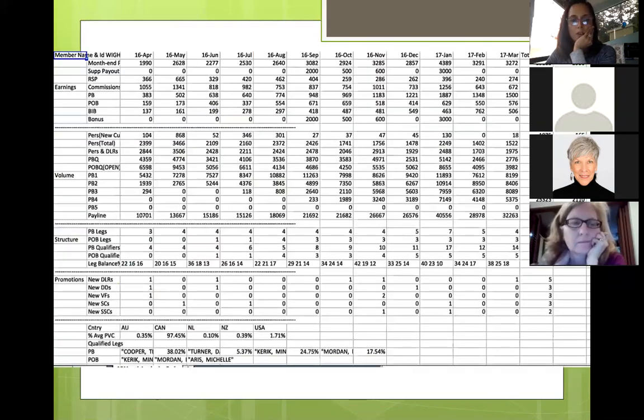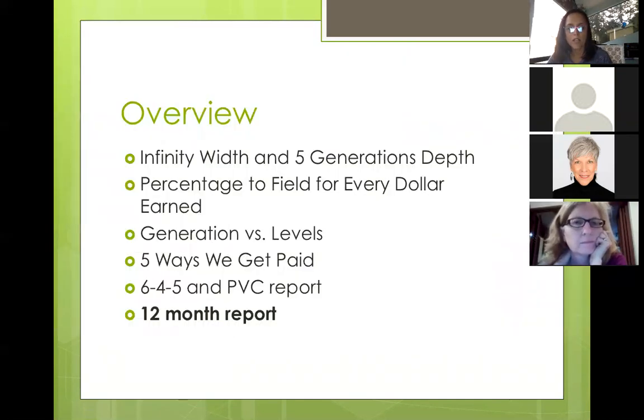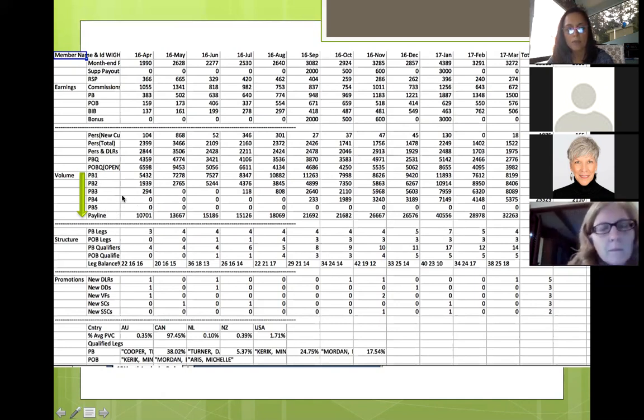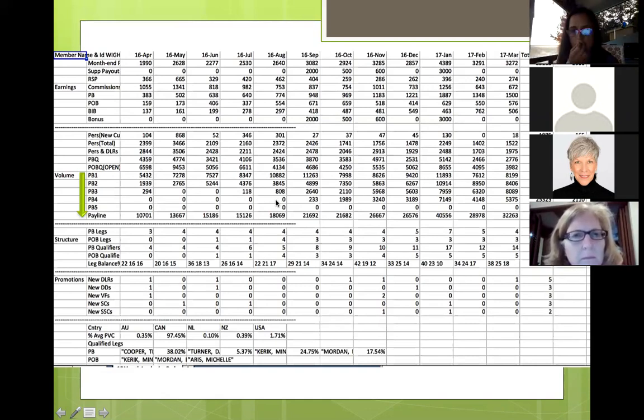So now the 12-month report. We looked at the 12-month report a little bit, but I want to look at some other interesting features about it. So Lindsay's building her organization. The first thing is this PB1, PB2, PB3, PB4. Those are the 5 generations I was talking about. Now look at her numbers. PB4, in the beginning, why is it 0 here when she hit NMD? I believe she hit NMD.